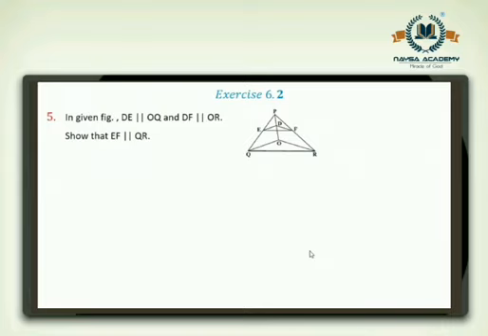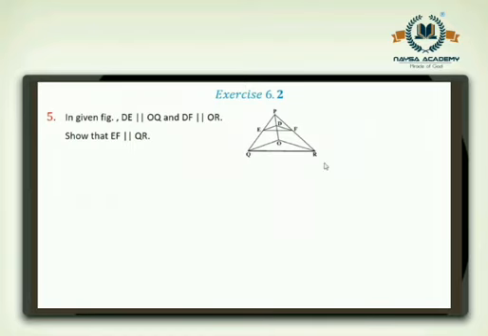Now all problems you can solve first by yourself, and if you are not getting, then you can check the solution. So in problem 5, again in the given figure, DE is parallel to OQ. Observe this diagram, DE is parallel to OQ and DF is parallel to OR. You have to show that EF is parallel to QR.